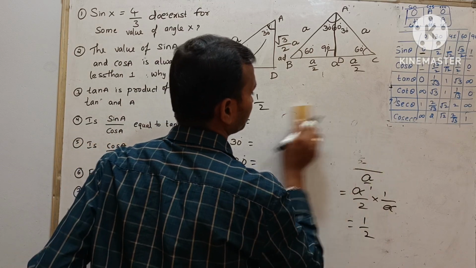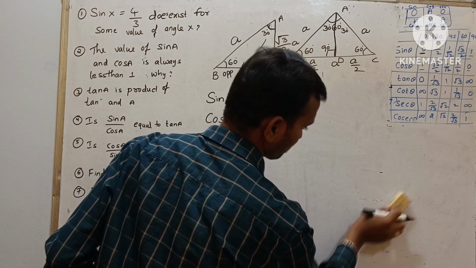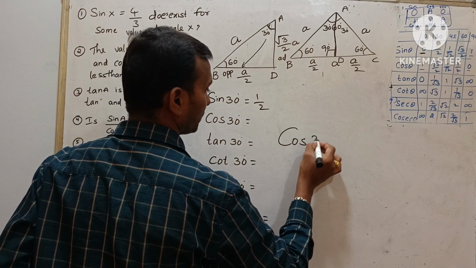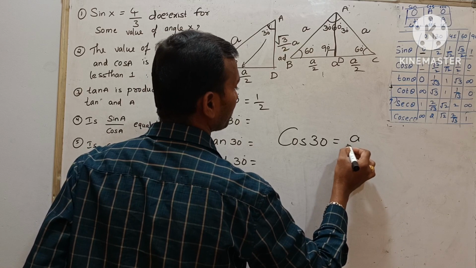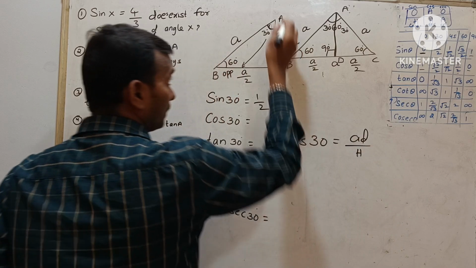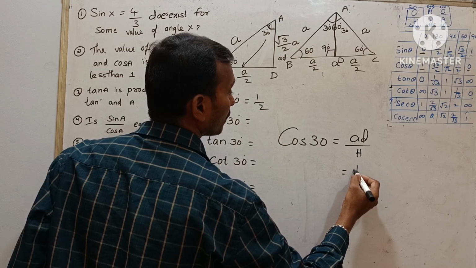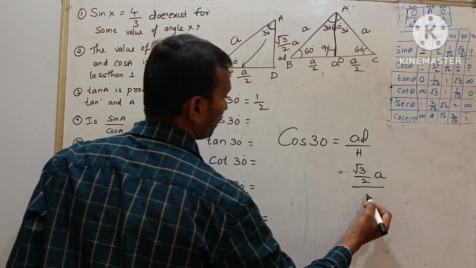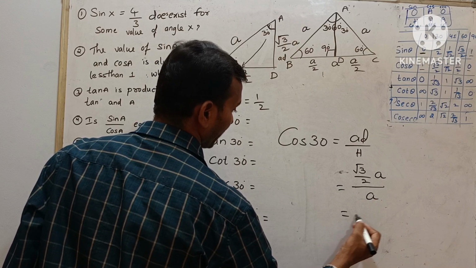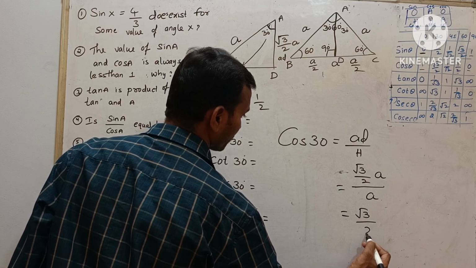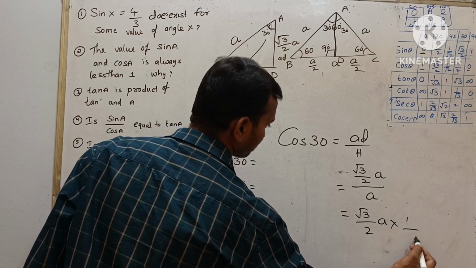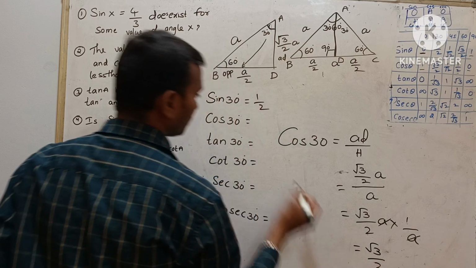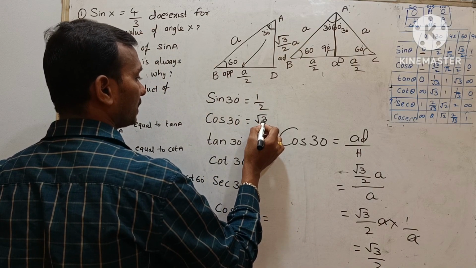Similarly, we write cos 30 degree: adjacent by hypotenuse. Adjacent will become root 3 by 2 into A, and the hypotenuse is nothing but A. Fraction by fraction, whenever the denominator is a fraction it goes to the numerator and becomes reversed. A gets cancelled, we are left with root 3 by 2. This is the value of cos 30.